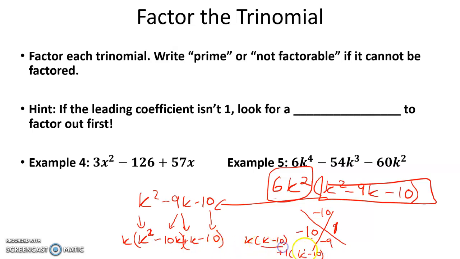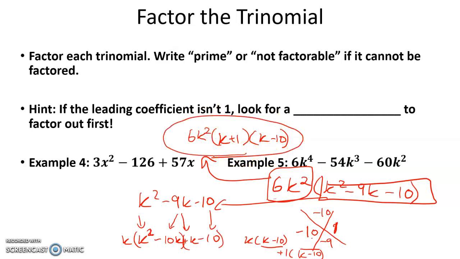I have the same thing in both my parentheses. So I'm going to write it up here, 2 parentheses, K plus 1, combine the outside there, then K minus 10. And then I take my GCF number, and I put it out front here. 6K squared. There we go. All right.